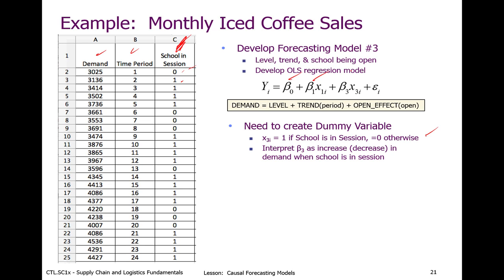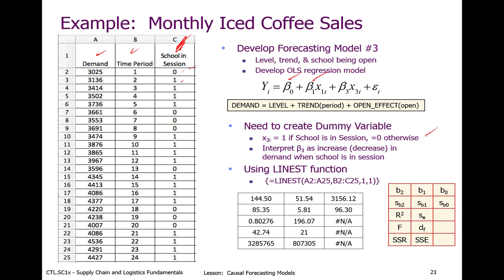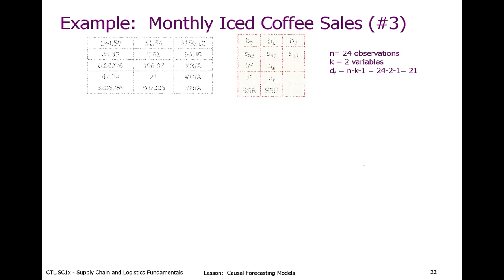So what we're doing here is trying to capture some effect. And this is one of the big benefits of using regression. We can isolate and try to capture the impact of different factors. So I do the same LINEST function, and again for my known x's, I'm going from B2 to C25, which is all of these. That's why I moved that variable for school in session over to column C. And then my other parameters 1 and 1. And if I do this correctly, I get this data table at the bottom. It should look very familiar by now.